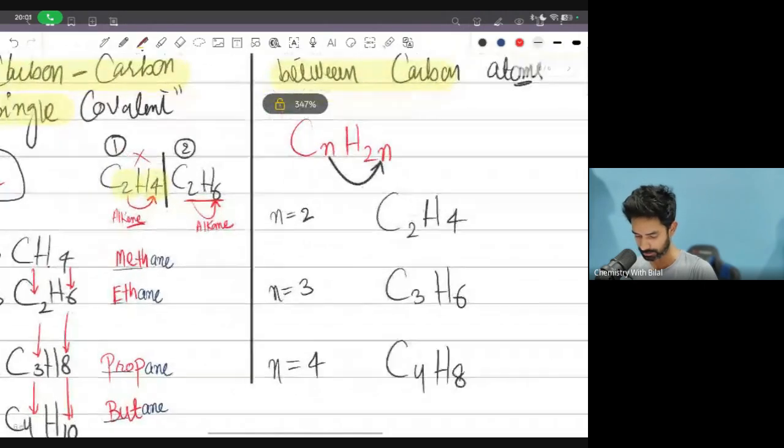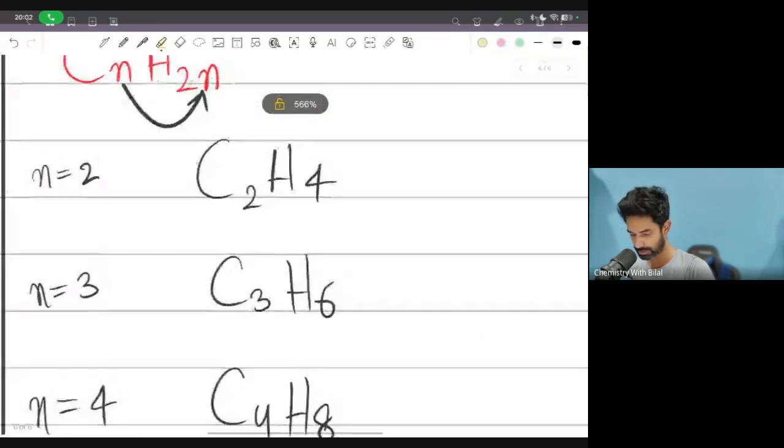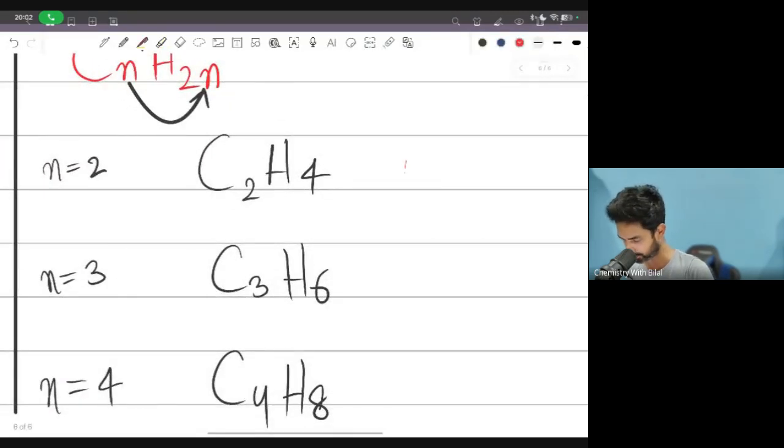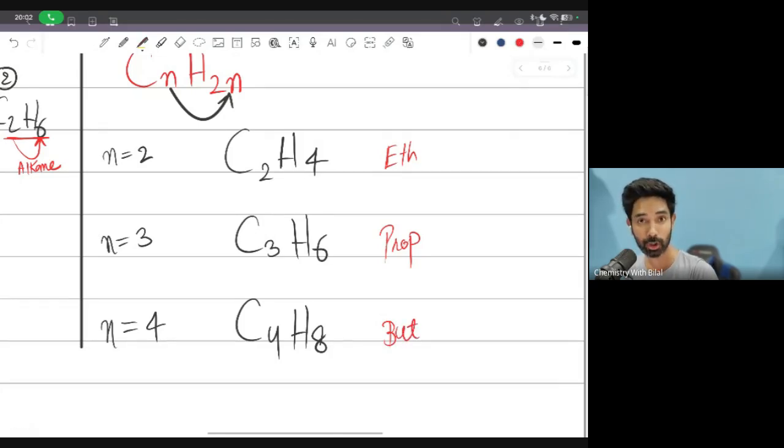Now, if it has 2 carbon, इसकी stem क्या होगी? 2 carbon की stem क्या लिखवाई है मैंने? Eth. 3 is prop, 4 is but. So since it has 2 carbon, the stem should be eth. 3 carbon should be prop and 4 carbon must be but. Since they follow the formula and belong to a family called alkene, the second part must be ene. So ethene, propene and butene.